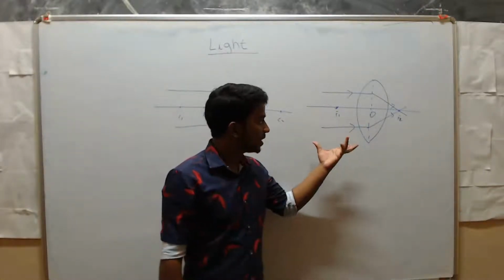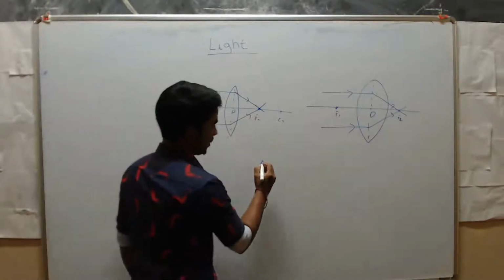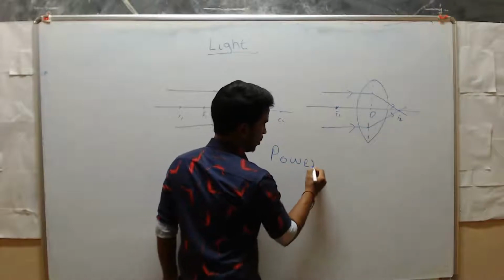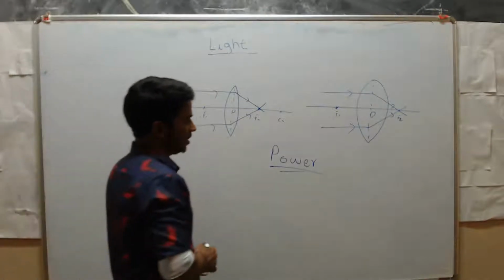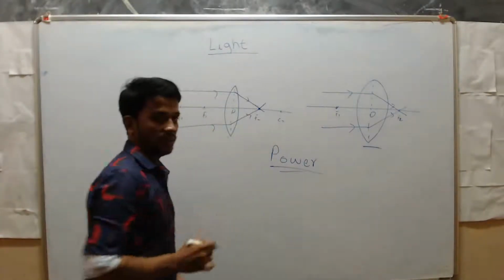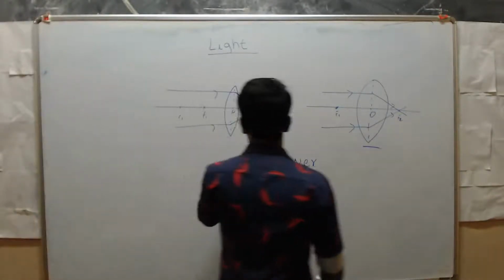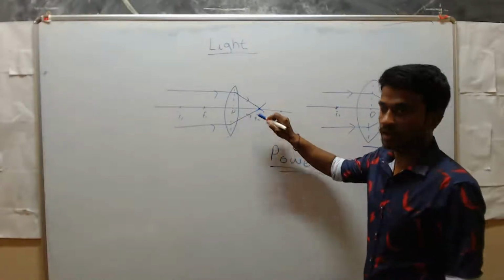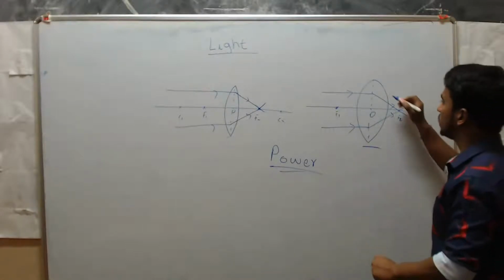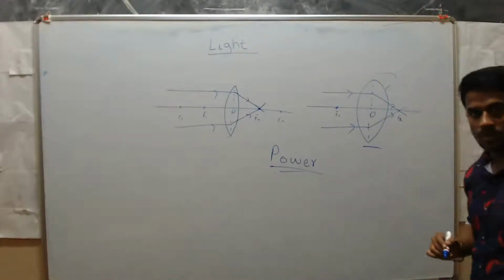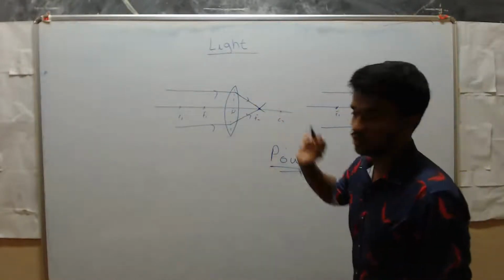Now we can express this by introducing one more quantity, that is power. Here we can say that the power of this lens is greater than this lens. Here the converging point is a little bit far, and here the converging point is very close to the convex lens. So we can say that this lens has more power, because the converging capacity of this lens is more than this one.